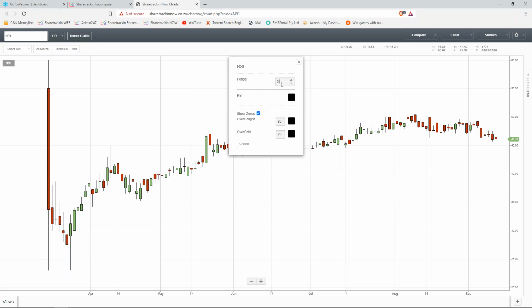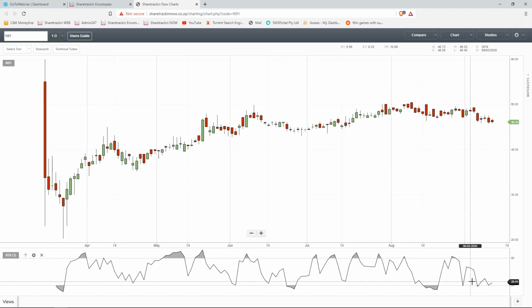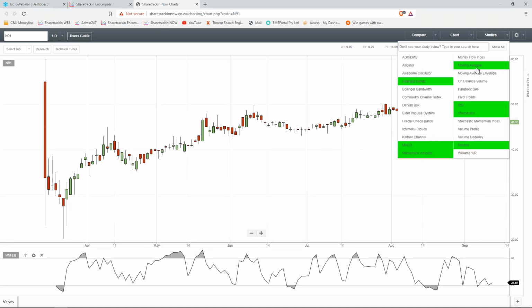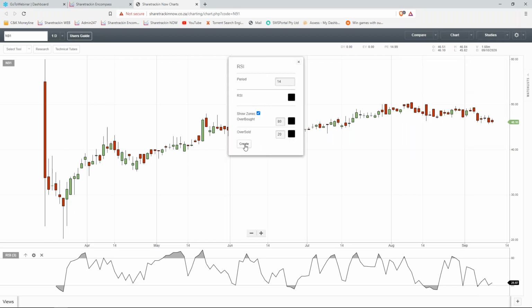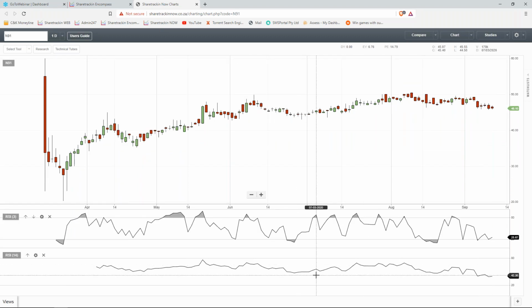The reason we use a 3-day RSI, 3-period RSI, is because if you look at a default RSI, you'll see that it's a bit difficult to read the 14-day RSI, and you get your buying indications much quicker on a 3-day RSI than on a 14-day.